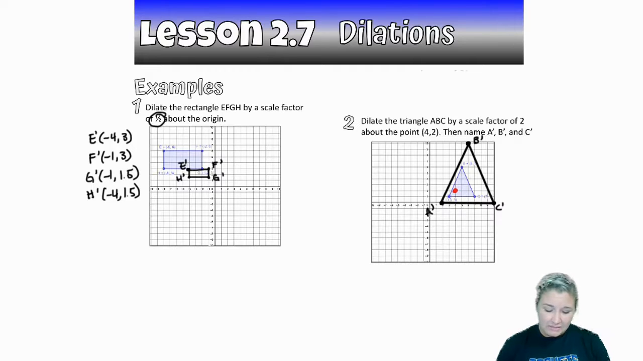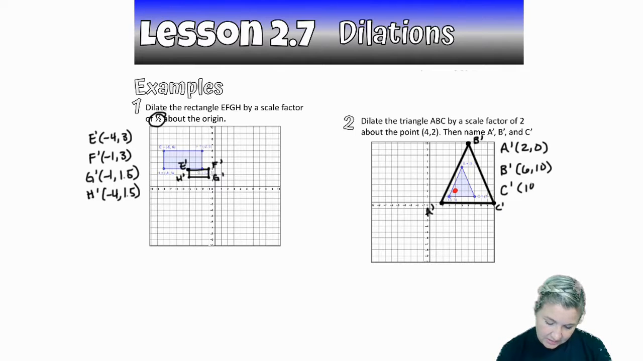Now when I name these points, I'm going to forget that I dilated about the point (4, 2). That doesn't matter. The overs and the ups don't matter anymore. When I go to name them, I'm just going to name them as their regular coordinate points. So A prime is at (2, 0), B prime is at (6, 10), and then C prime is at (10, 0) as well.